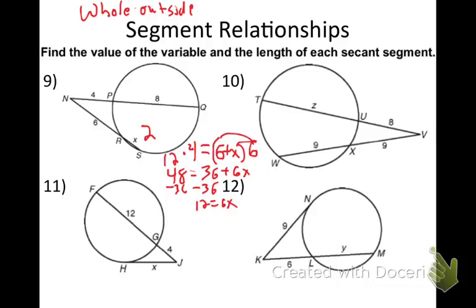Let's try number 10 here. Let's do the bottom one here first. What is the whole segment of the bottom? 18 times, what is the outside segment here? 18 times 9 equals, what is the whole segment of the top secant? 8 plus z times, what is the outside segment? 8.